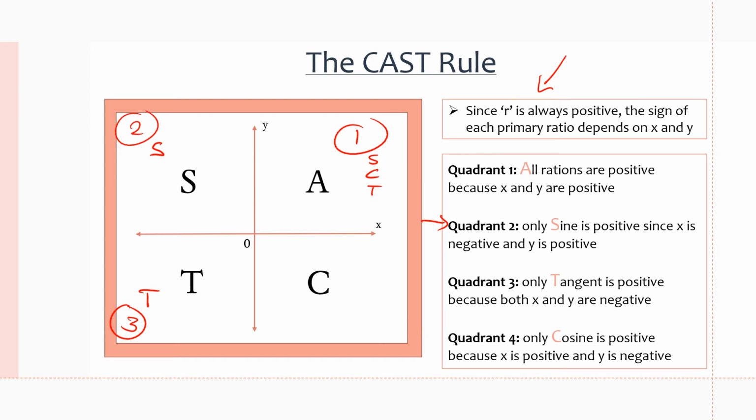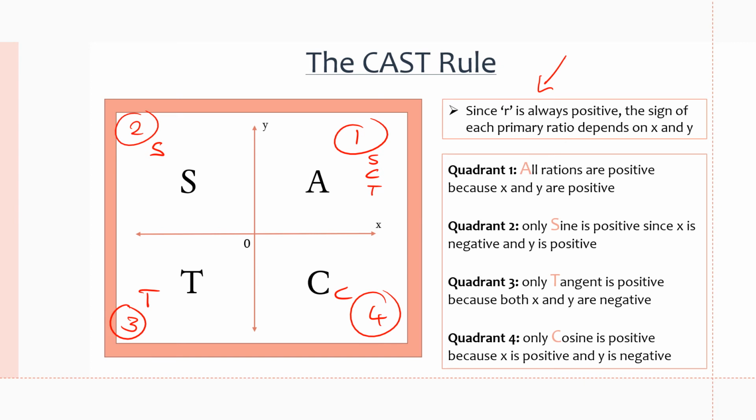And finally, we have C in quadrant 4, which tells us that only cosine will be positive in quadrant 4, which I'll put up here. And sine and tangent will both be negative. Again, it makes sense because X is positive and Y is negative in this quadrant. Once you do all the ratios, you'll get a positive cosine ratio, but a negative sine or tangent ratio.